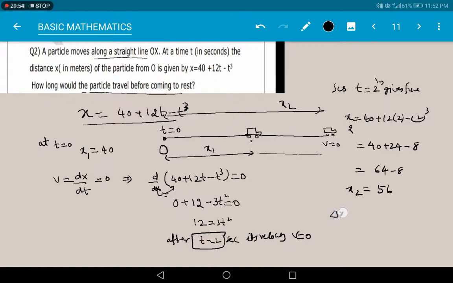So delta x is equal to x2 minus x1. Therefore 56 minus 40, we can write. Therefore 16 meters is the distance traveled by the particle before coming to rest.